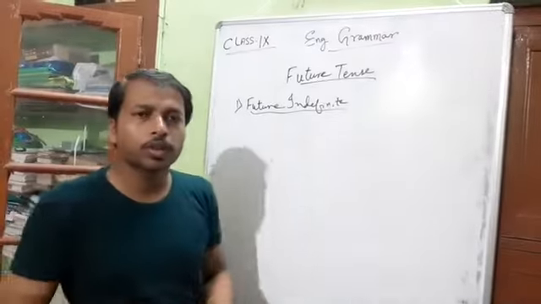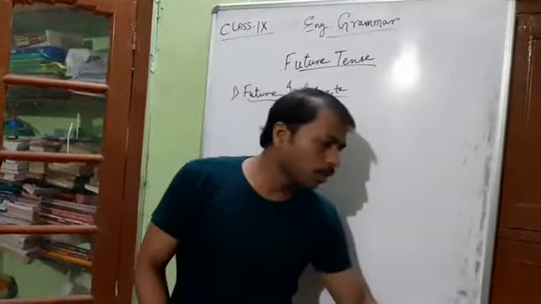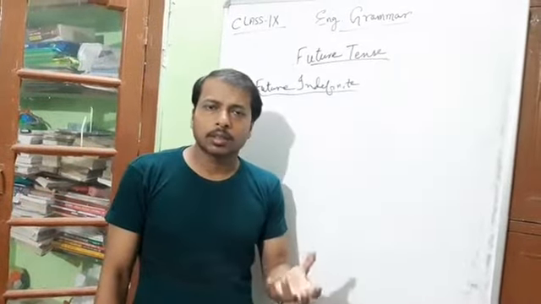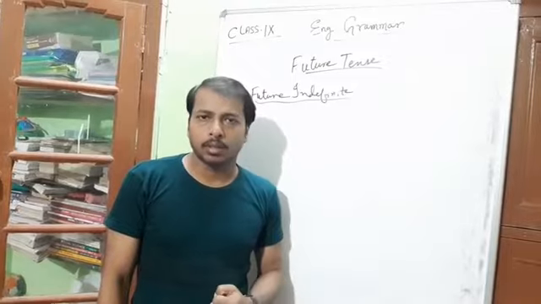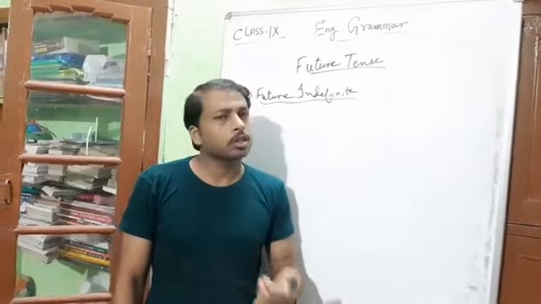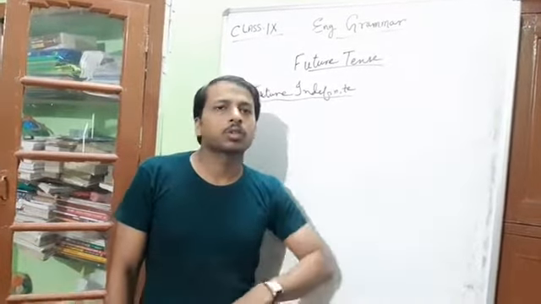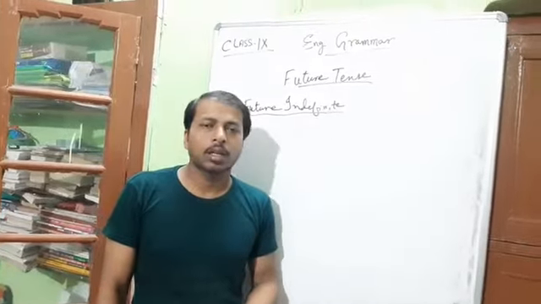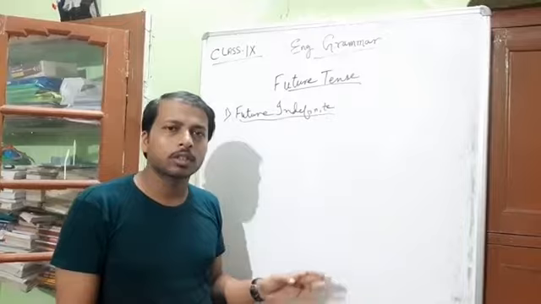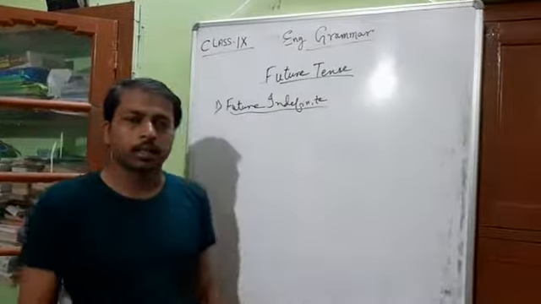First one is future indefinite tense. So what is called future indefinite tense? When we refer to any action that is to happen in the future time, the time which has not come, any action which is said to take place in any future time, when we talk about such incident, generally, in general sense, we use future indefinite tense.